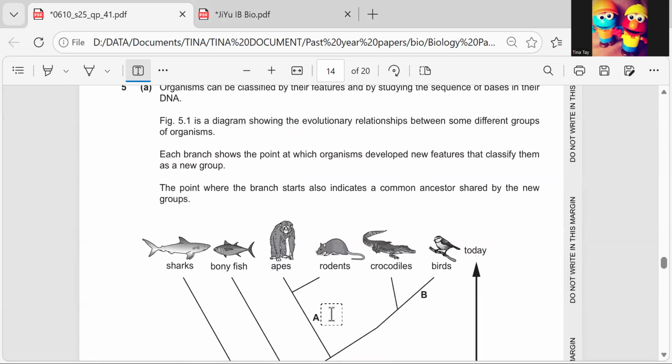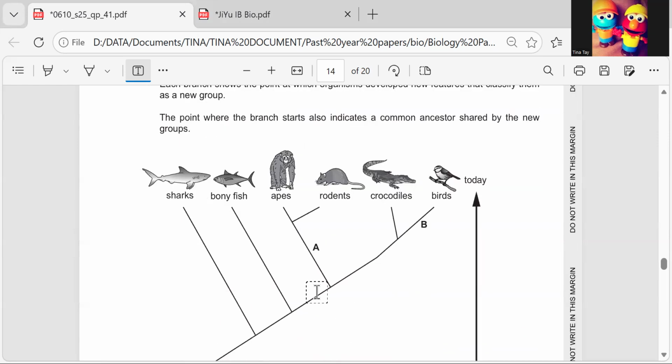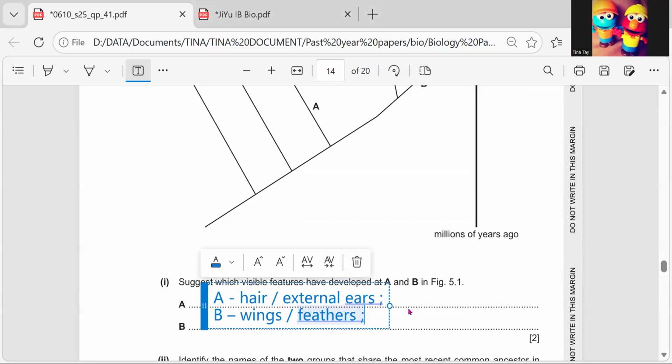What visible features have developed in A and B? Limbs. B is limbs. A is fur. So hair, wings and feathers. Do you know why? B is birds. Crocodiles don't have fur. But this one is fur because both apes and rodents have it. Get it? External ears is okay.